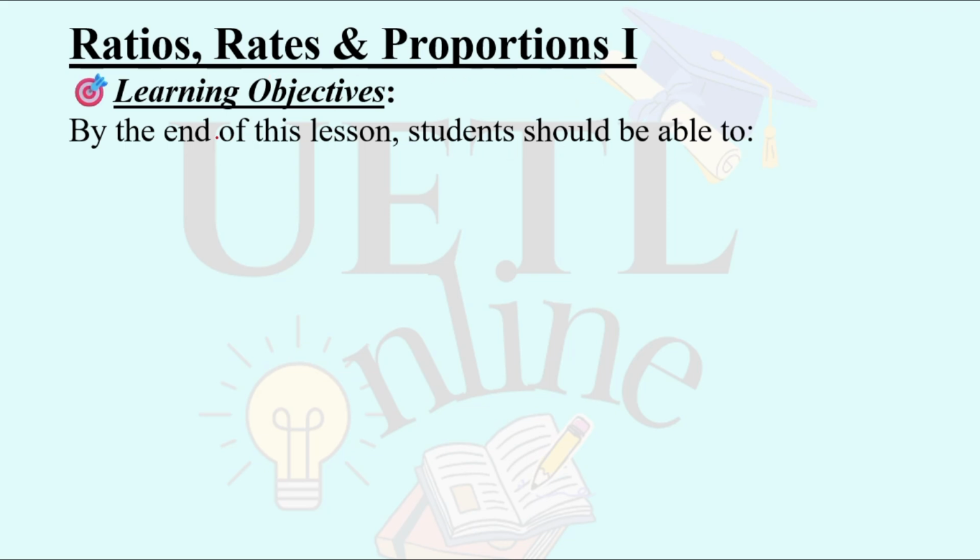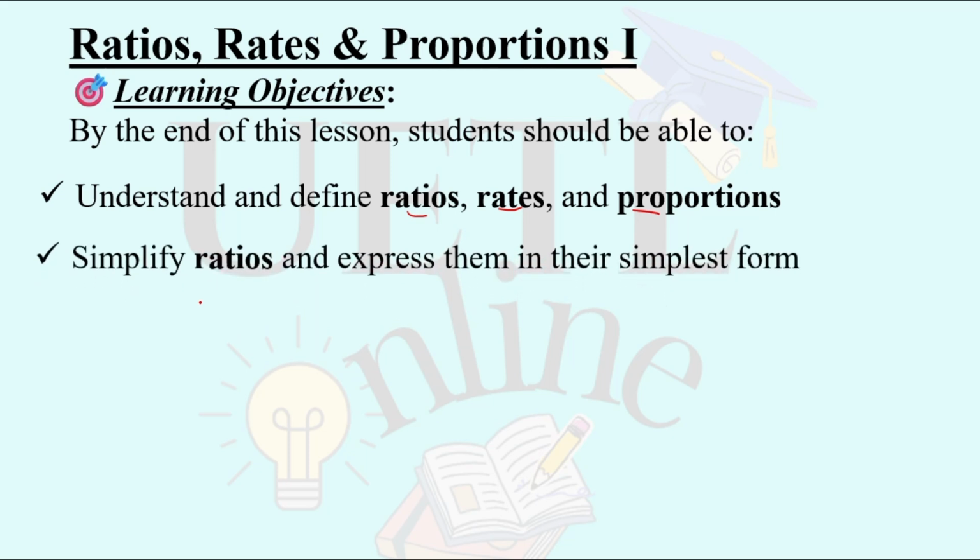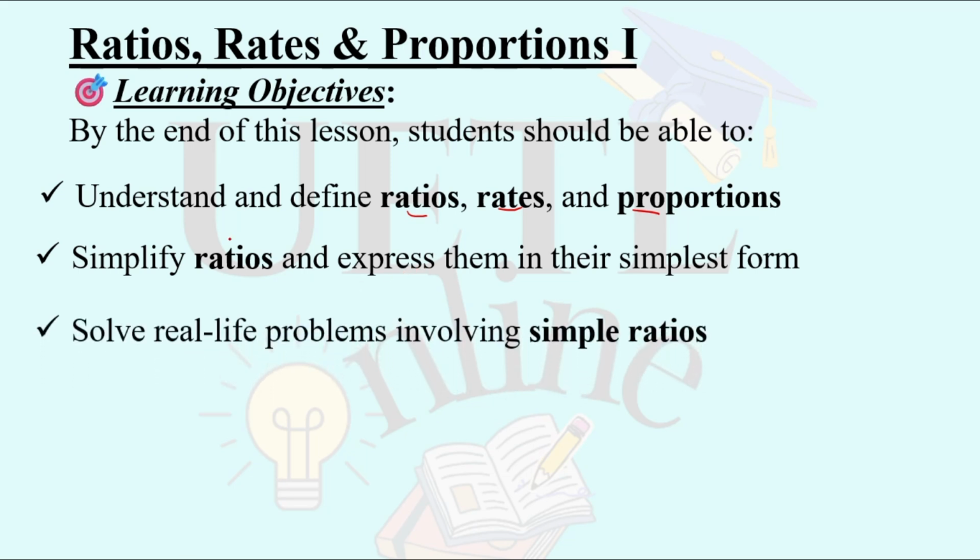The learning objectives of this lesson are that by the end of it, you should be able to understand and define ratios, rates, and proportions. You will be able to give their differences and similarities. You will also be able to simplify ratios and express them in their simplest form. If you are given a very complex ratio, you have to express it in its simplest form. Then you will be solving real life problems involving simple ratios, and we're going to be doing that in this lecture.